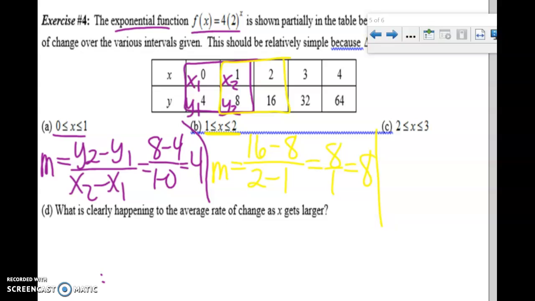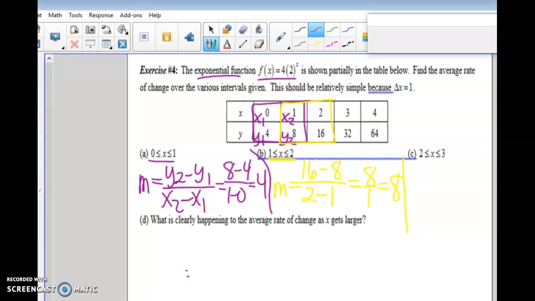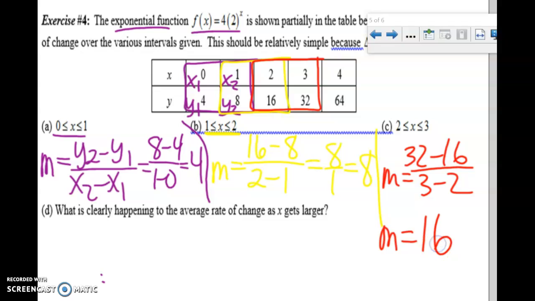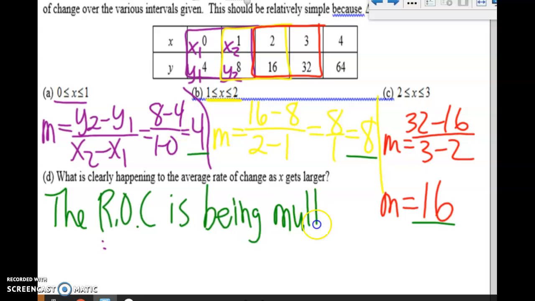And then finally, we finish up with 2 to 3. So another color here, so that we're going to go from 2 to 3. So the y values for this would be 16 to 32 and the x values 2 to 3. Subtract the tops, subtract the bottoms, you're going to end up at 16. ROC, back when we learned about it, the ROC is being multiplied by 2. And it's just trying to show you that it's not a constant rate of change.